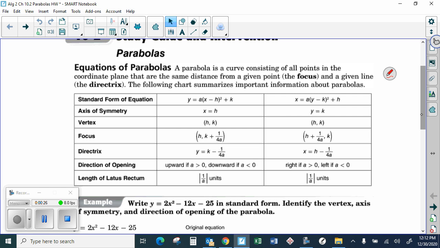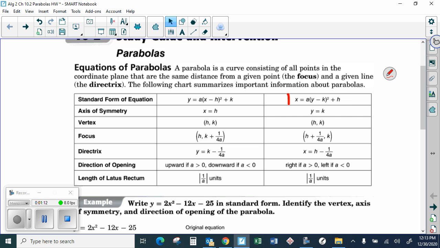Okay, so we see where it says standard form of an equation. This is actually called vertex form. This vertex form is of a parabola that opens up or down, when it's solved for y equals a times quantity x minus h squared plus k, that opens up or down. If a is positive, it opens up. If a is negative, it opens down. The reason it's called vertex form is h comma k is the vertex. I can get the vertex right out of there.